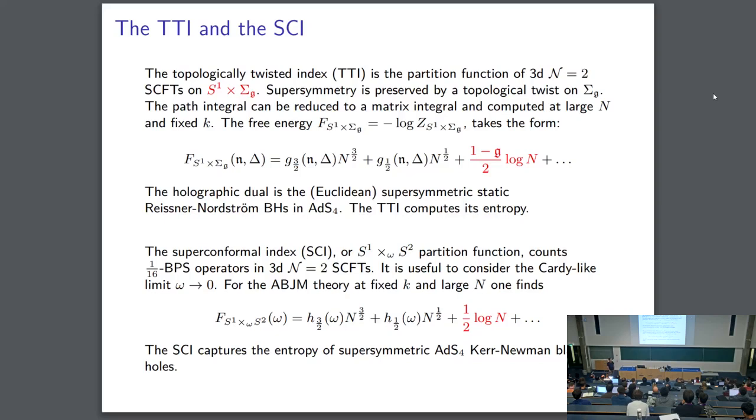And again, what happens is that these functions in front, which I'm not spelling out, but can be found in the papers, are functions of a continuous parameter, but the coefficient of the log N term is a simple rational number. And this index knows about the entropy of SUSY rotating black holes in AdS. So this is for the Reissner-Nordström black hole, and this one is for the Kerr-Newman black hole.